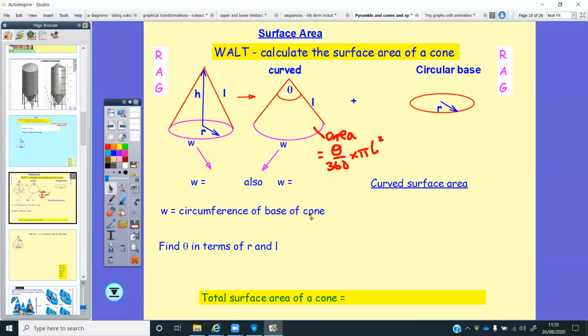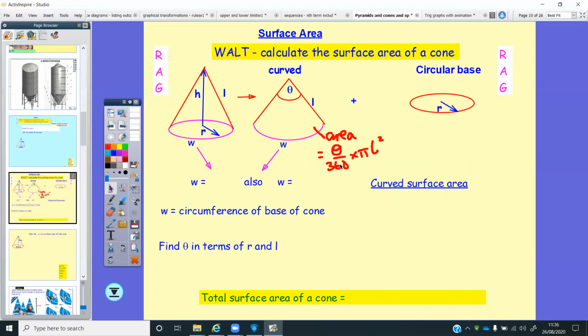Okay, so I like to do this. We've got W, the circumference of the cone. When we lay this out into a sector, W just becomes the length of that arc. So if you get expressions for W for both, you know the area is theta over 360 times pi L squared for this piece of card, not R, because R is the radius of the cone. They find theta in terms of R and L, and then they can work out the curved surface area from there. It's a little challenge.